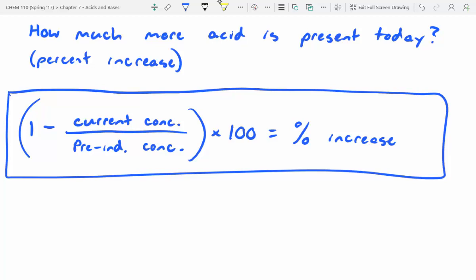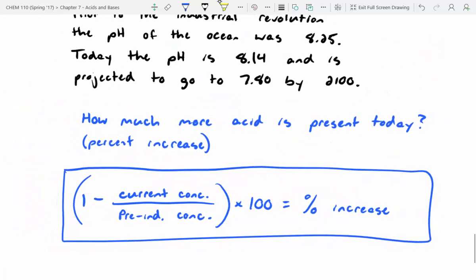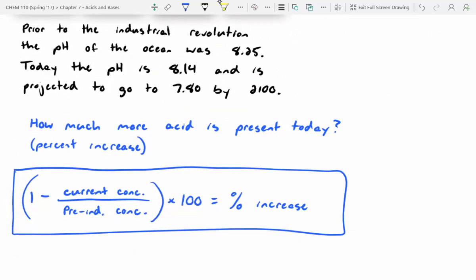And then if you think you got it, check with your neighbor too. Yeah. Is that okay? You guys think you got it back there?